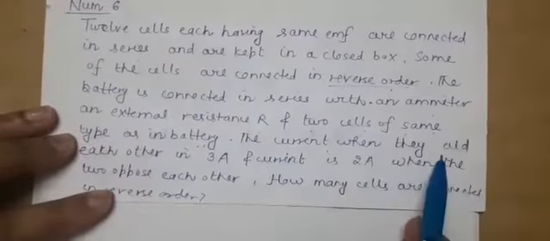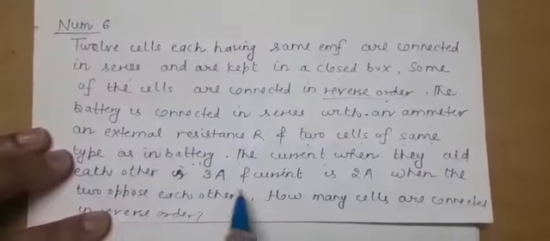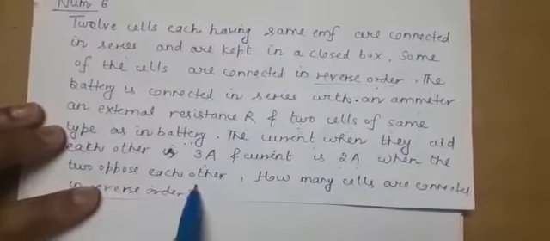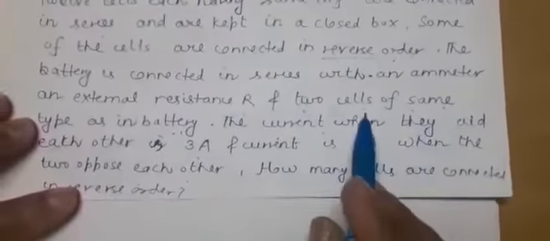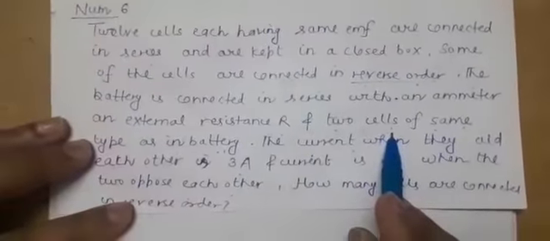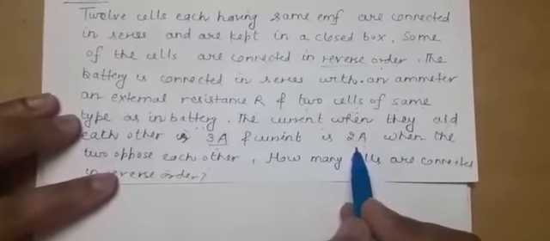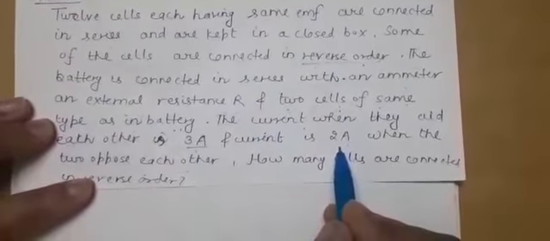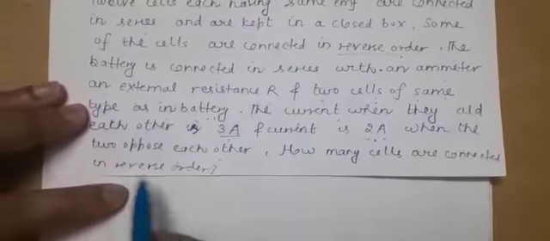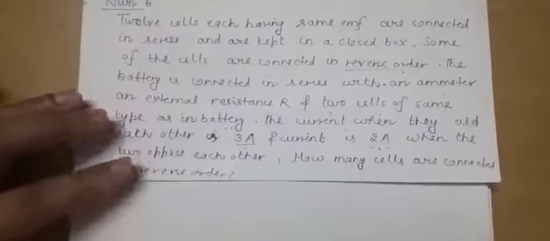The current, when they aid, meaning help each other, is 3 ampere, and the current is 2 ampere when they oppose each other. It means 2 cells connected in combination: if they are in the same direction as that of the batteries, that will help. It will give you the current of 3 ampere. But when these are connected in the opposite direction, that means when their polarities are opposite, the current is 2 ampere. Now you have to tell how many cells are connected in reverse order. So the basic concept will remain the same which I have told you earlier.